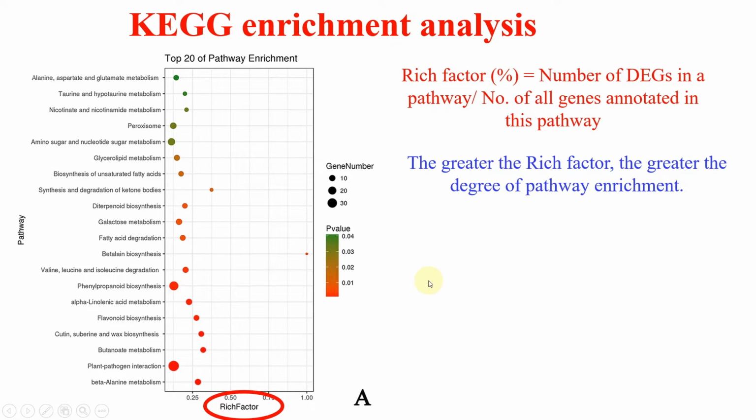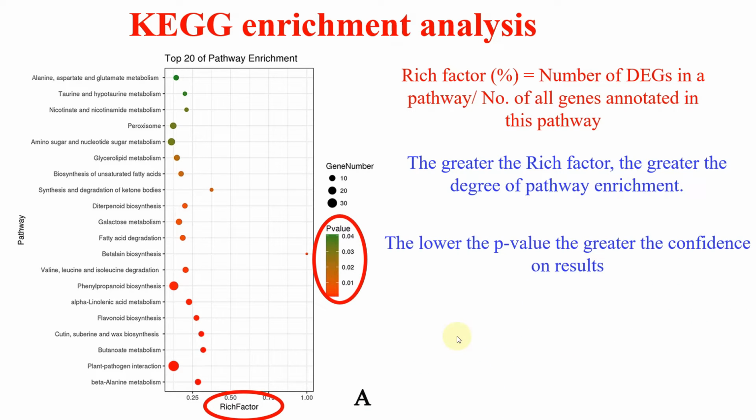The next thing is that the higher the rich factor, the greater the degree of enrichment. You can see here that the biosynthesis pathway is showing the highest degree of enrichment. The next thing is the p-value. You can see the lower the p-value, the greater the confidence of the result. Here the red color is showing the low p-value. It means those bubbles which are showing with the red color are showing more confidence in the results.